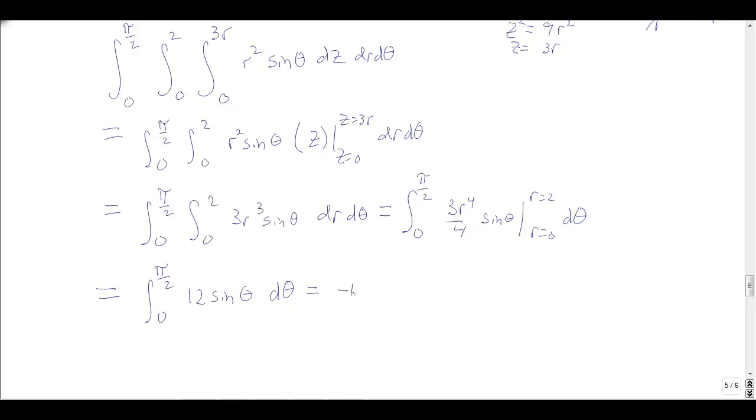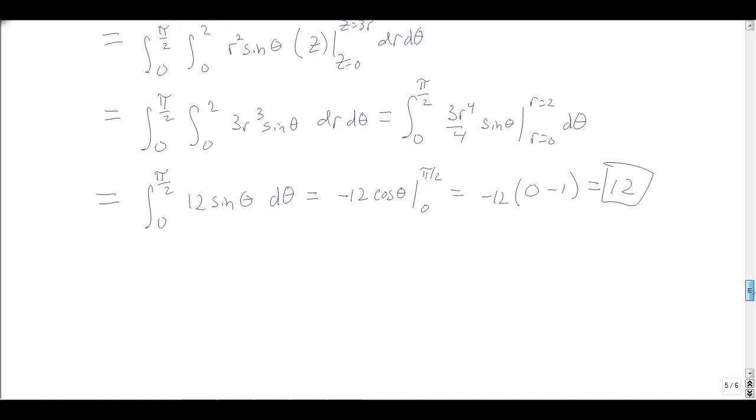I'm just going to integrate to negative 12 cos theta from 0 to pi over 2. It's going to be negative 12 times cosine pi over 2, which is 0, minus cosine of 0, which is 1. We get negative 12 times negative 1. That gives us an answer of 12.